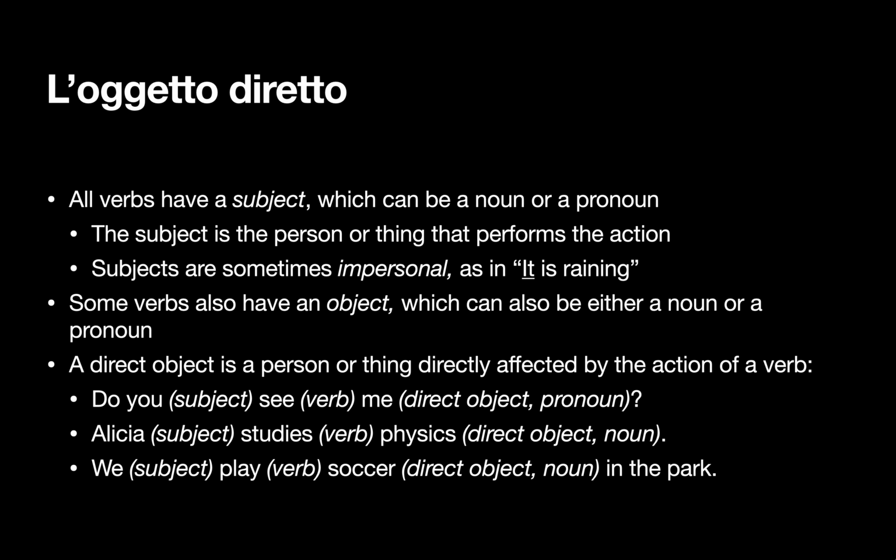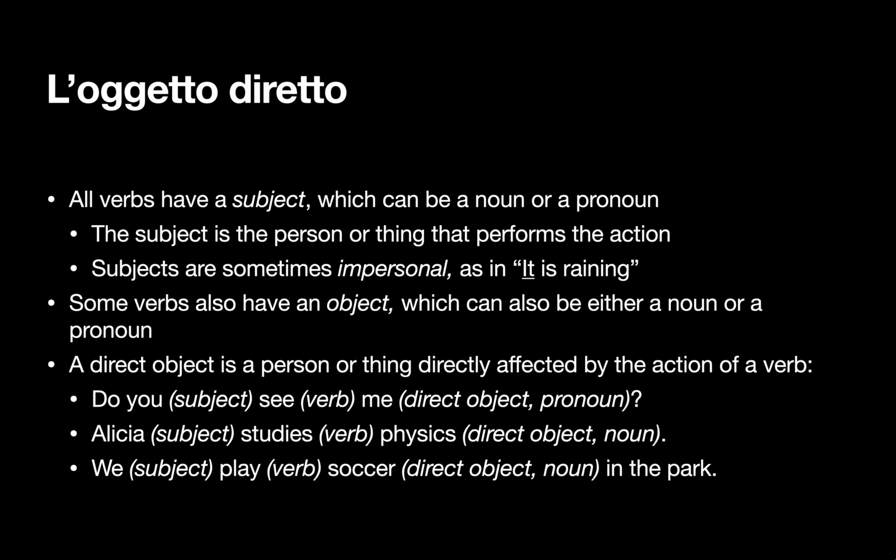So, I kick the ball. I am the subject. Subjects are sometimes impersonal, as in, it is raining. What is it? We don't really know, but it's a pronoun, so it works. Some verbs also have an object, not all, and that can also be either a noun or a pronoun. A direct object is a person or thing directly affected by or receiving the action of the verb.